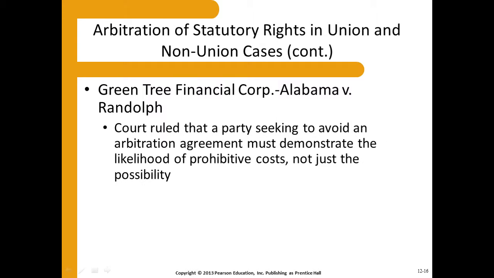And so in Greentree, the plaintiff claimed that because the arbitration clause in the CBA was silent about the cost for such arbitration, she was effectively precluded from pursuing her statutory claim under the Truth in Lending Act for fear of incurring excessive costs. The court ruled that a party seeking to avoid an arbitration agreement must demonstrate the likelihood of incurring prohibitive costs, not just the possibility.